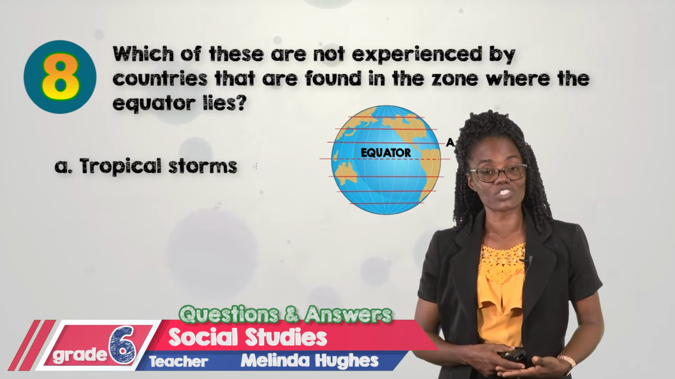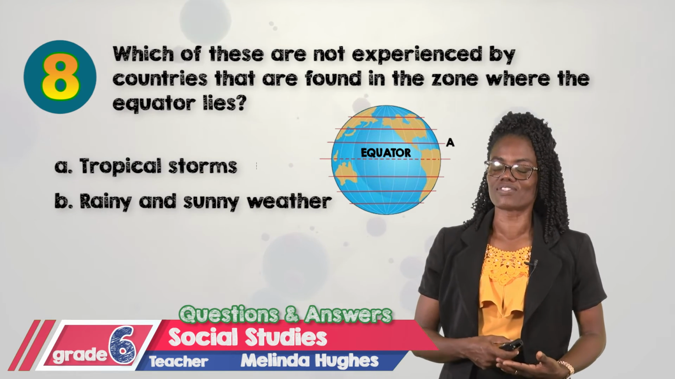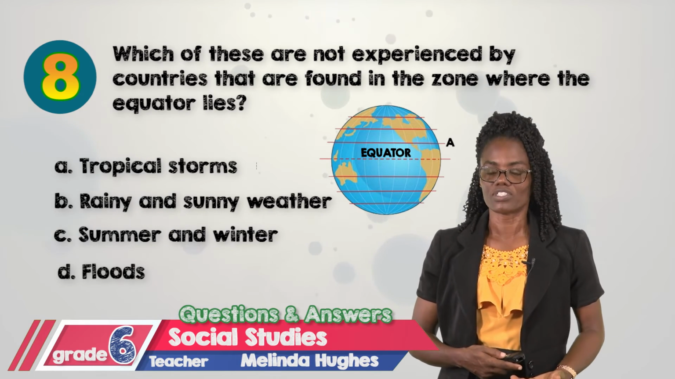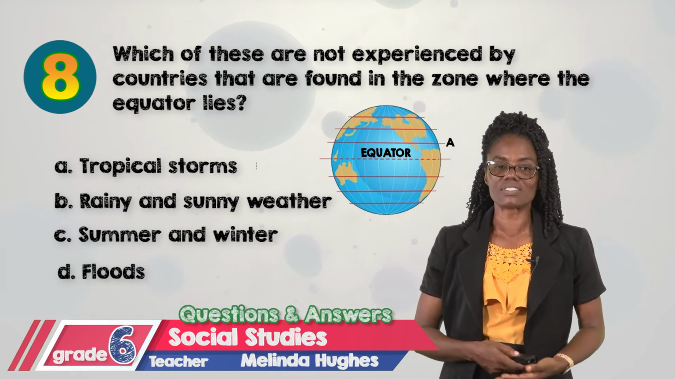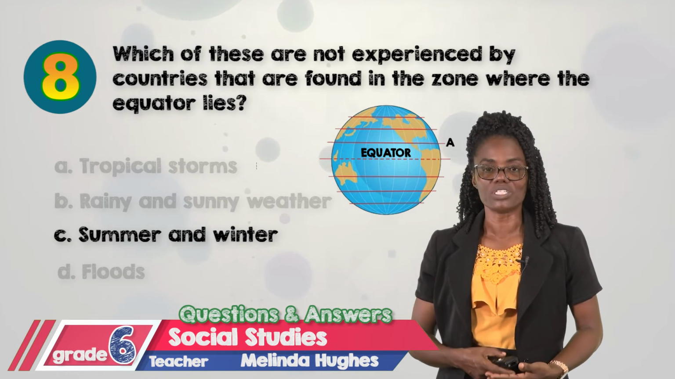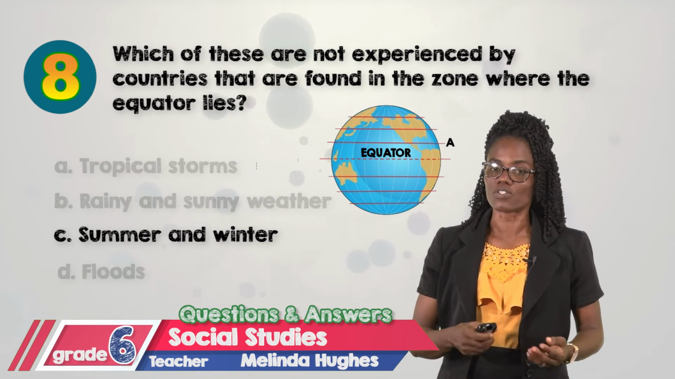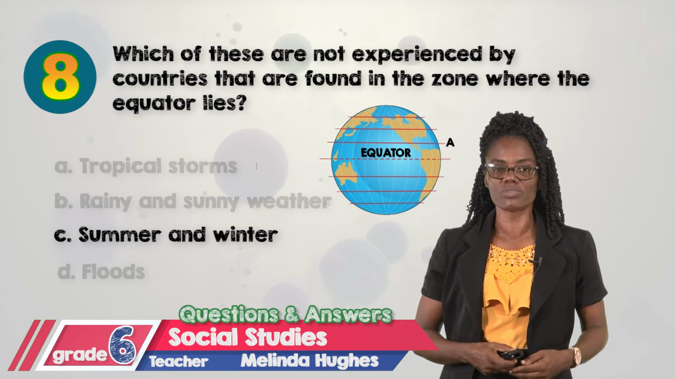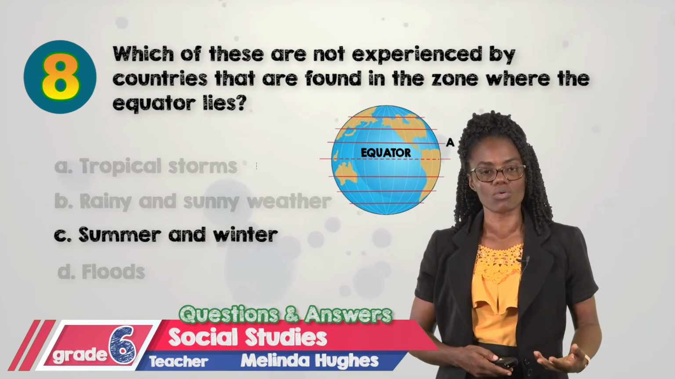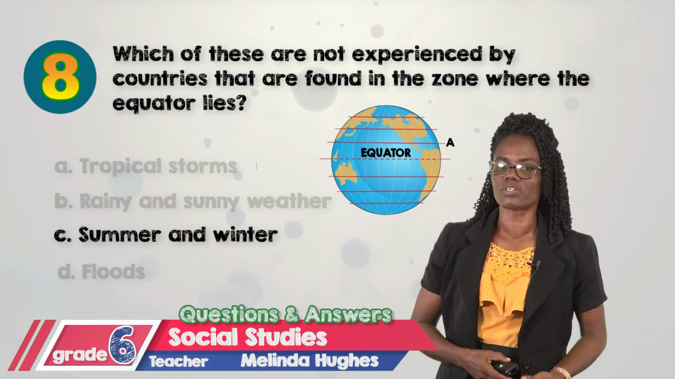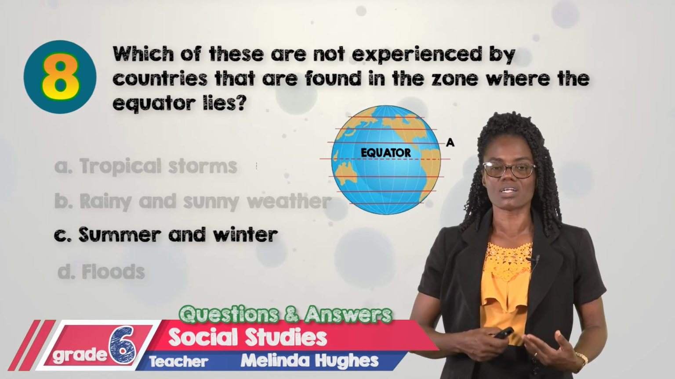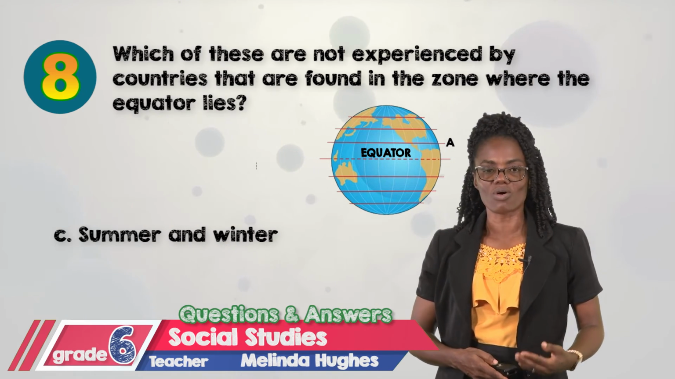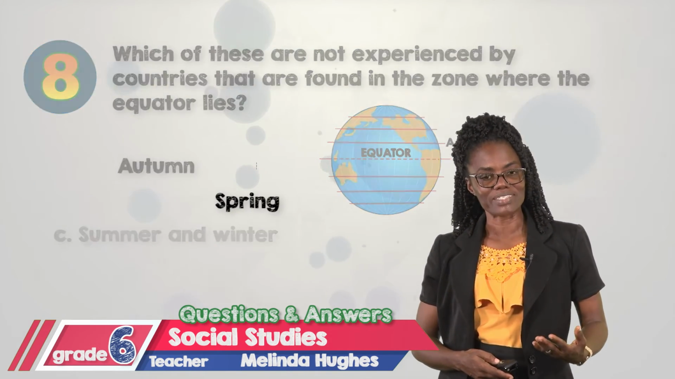A, tropical storms, B, rainy and sunny weather, C, summer and winter, or D, floods. The answer to question 8 is C, summer and winter. Countries that are found in the zone where the equator lies experience tropical storms, rainy and sunny weather, and also floods. Summer and winter are two of the seasons that are experienced in the temperate zones.